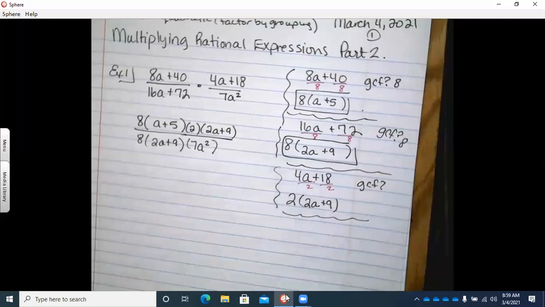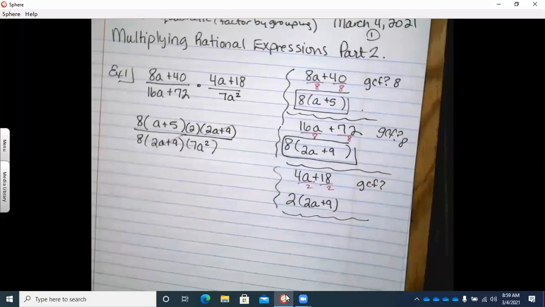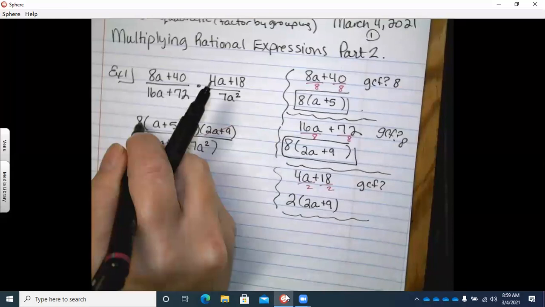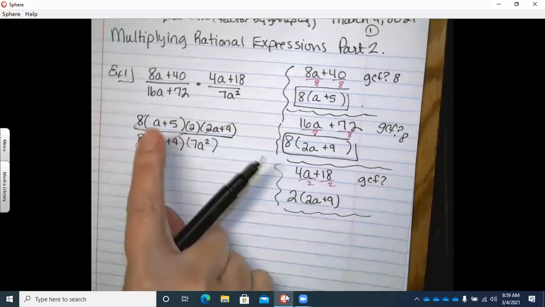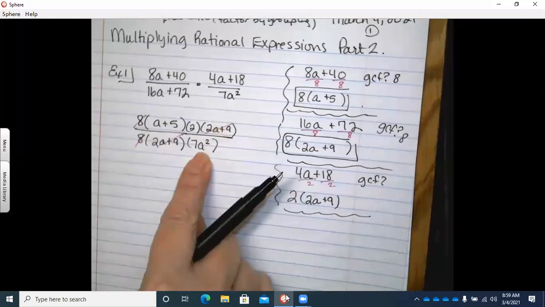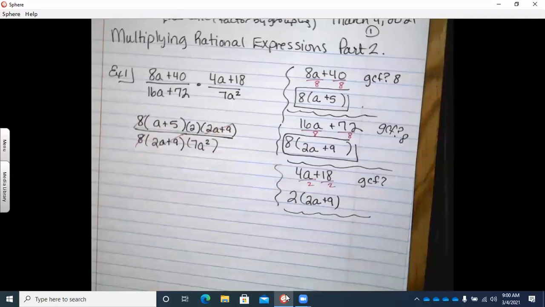Now, eventually we're going to multiply everything together, but if anything will cancel out, you cancel it first and then multiply, okay? Yes, 2a plus 9 divided by 2a plus 9 is 1. We say it canceled. Right, 8 divided by 8. Can I cancel the a from the a plus 5 and the a from 7a squared? No, a plus 5 only cancels a plus 5. It's two terms. Two terms have to cancel another two terms that look exactly the same.